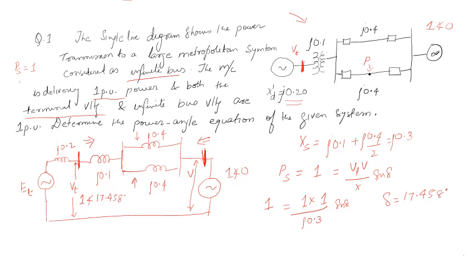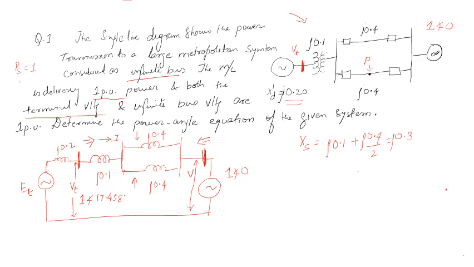Okay, next, once I have found this, I need to find out ET. Because for our power angle equation, you need the EMF voltage. Now what I have to do is find the ET part. If you have to go for the ET part, you need to know the current. So how much current is flowing in this path? How much current I.